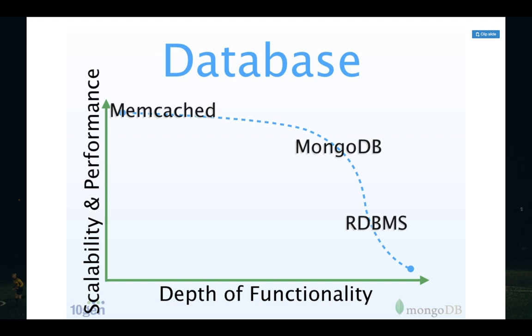So let's see where MongoDB comes in when we talk about relational database systems or key value kind of database systems. So it comes in the middle of both, as you can see in the graph.